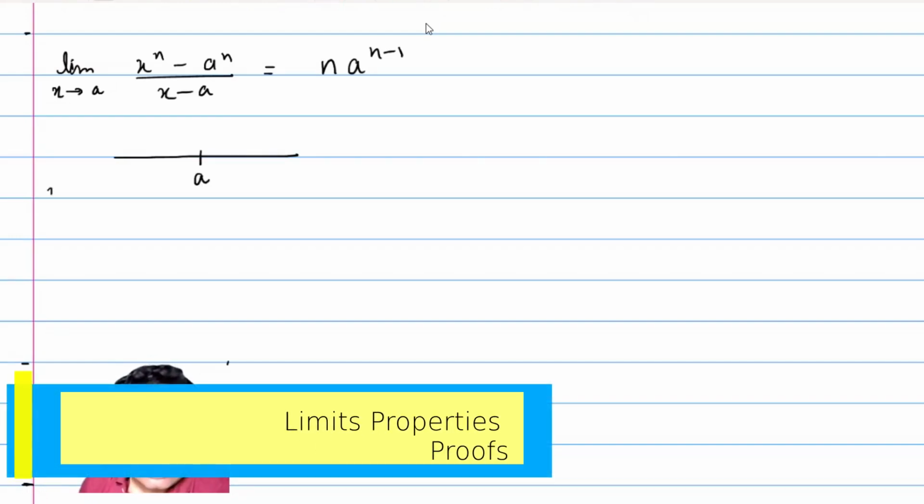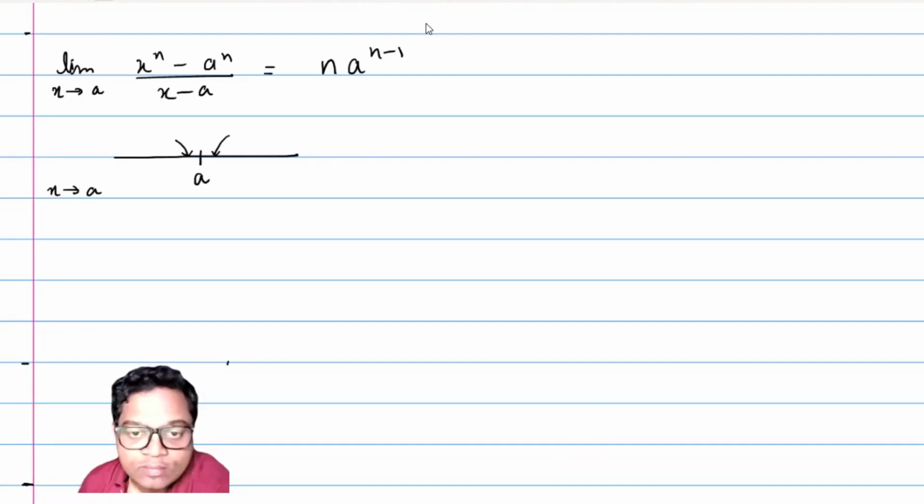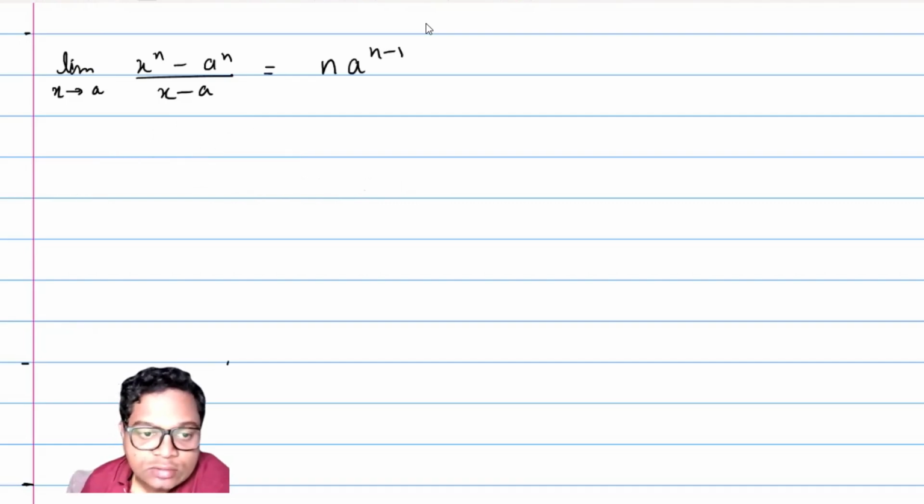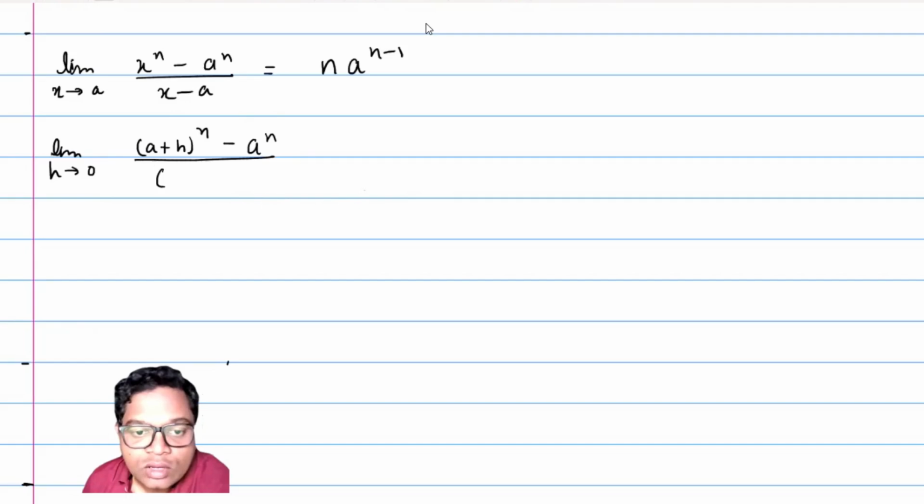This is a. So when we say x approaches a, x is here, closer to a. So this is a plus h, this is a minus h. As h approaches 0, we can say that x approaches a. So let us write this. Limit x approaches a can be written as limit h tends to 0, (a plus h)^n minus a^n, and here we have a plus h minus a.